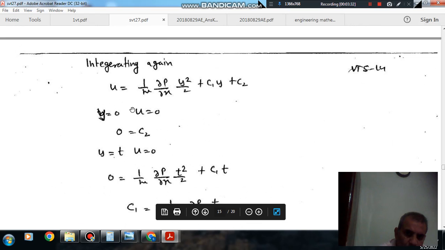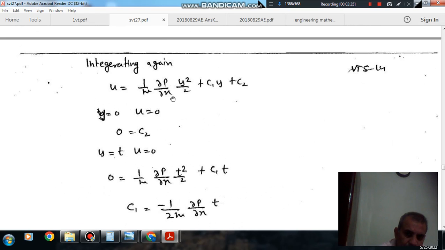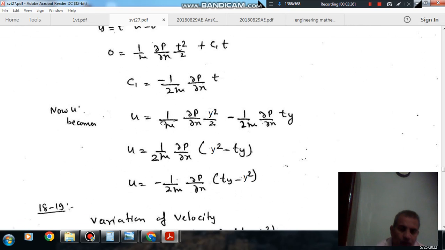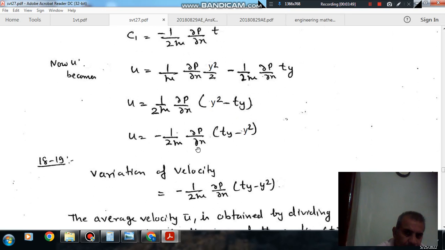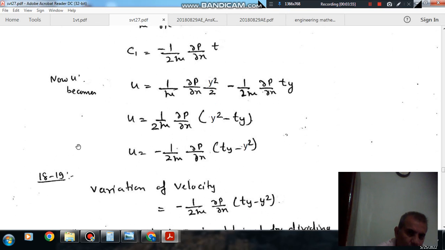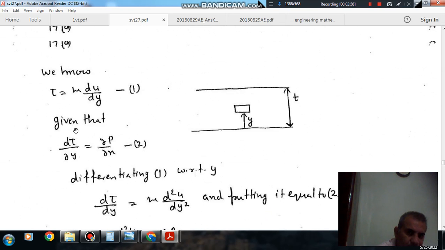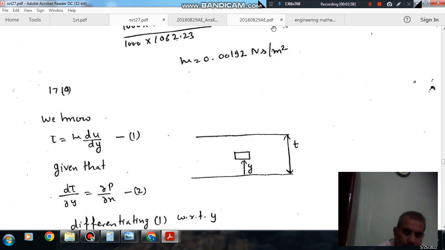Now we can put the values of c1 and c2 in this equation, so the equation becomes (1/μ) ∂p/∂x · y²/2 - 1/(2μ) ∂p/∂x · ty, or (1/2μ) ∂p/∂x [y² - ty]. So u = -1/(2μ) ∂p/∂x [ty - y²]. So option A is the right answer.